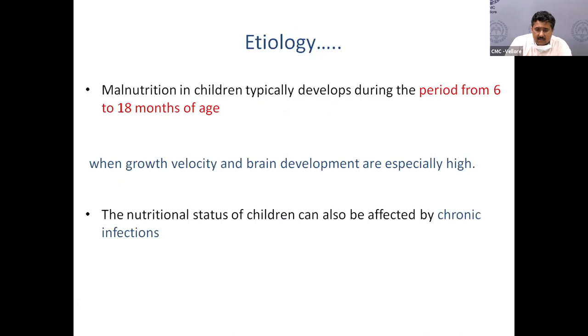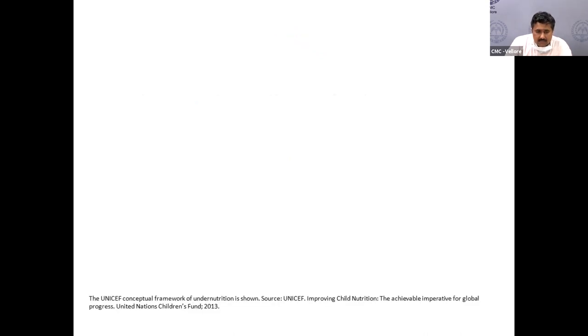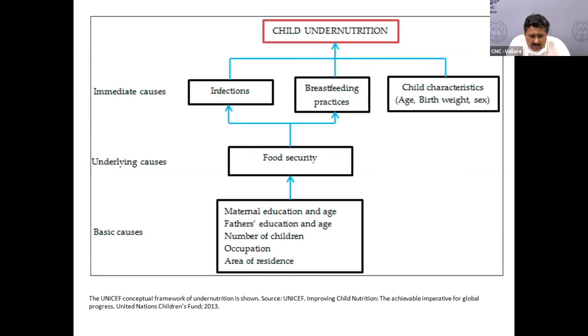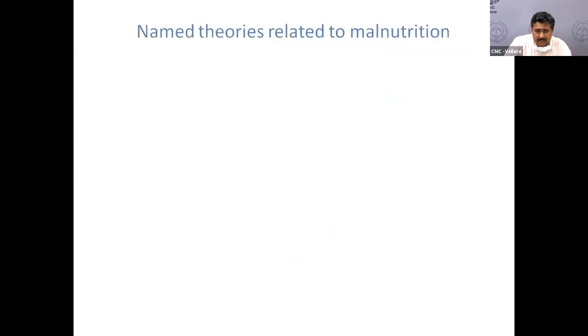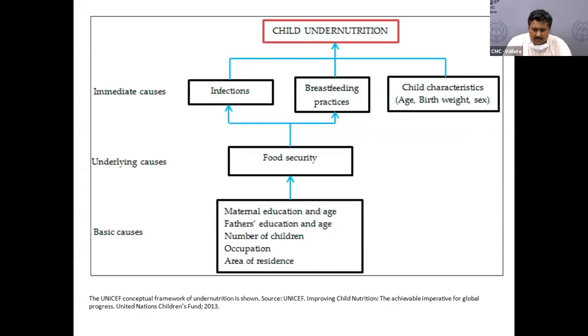Nutrition status of children can also be affected by chronic infection. So this is one of the UNICEF conceptual frameworks for undernutrition. See the social risk factors like maternal education, age, family overcrowding, occupation, which usually affect food security, which in turn affects breastfeeding practices. Multiple infections in the age group under 5 lead to child undernutrition. So I talked about some of the etiologies. Mostly it is said to be a man-made disease.